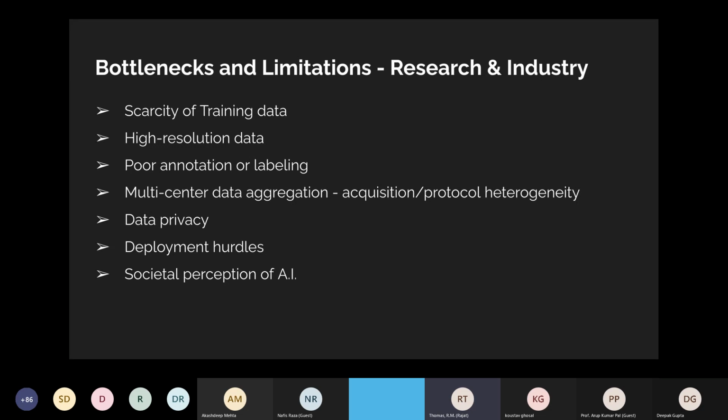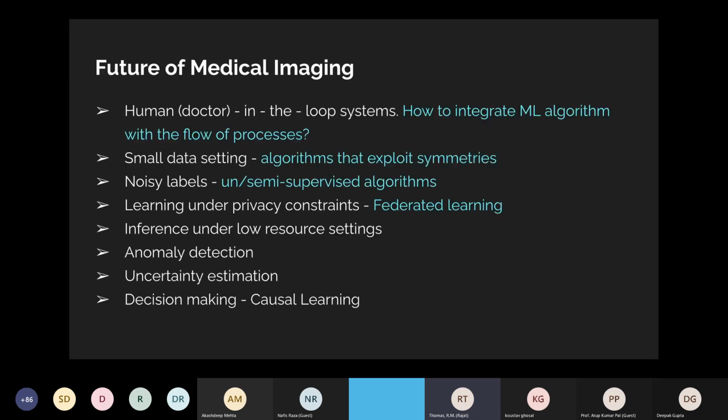But on the other hand, all these bottlenecks and limitations lead to future opportunities. This is where you guys can make a difference, right? Starting from fundamental algorithmic contributions to real life contributions. If you think of using some of these to make your own startup, what would you be thinking about?